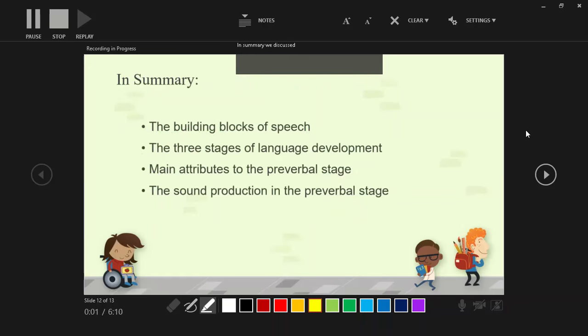In summary, the building blocks of speech were determined. We also discussed the 3 stages of language development. And we also discussed the main attributes of the preverbal stage. And finally, we discussed the sound production in the preverbal stage.